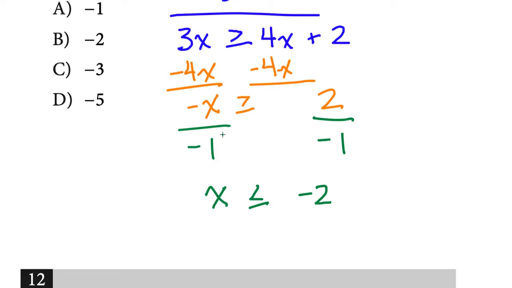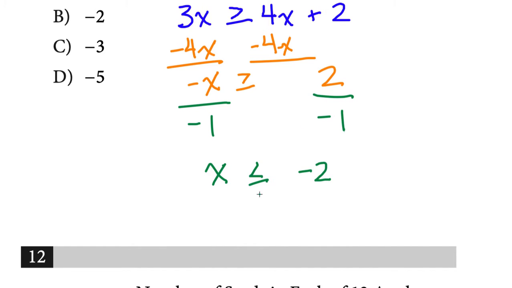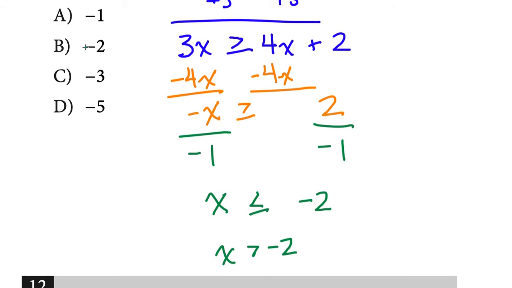Whenever I multiply or divide by a negative, it switches signs. It faces the other way. So x is less than or equal to negative 2. Which one of these is not less than or equal to negative 2? It's saying which of these is not a solution. So to find things that are not less than or equal to negative 2, I'm looking for x that is greater than negative 2. Which of these is greater than negative 2?